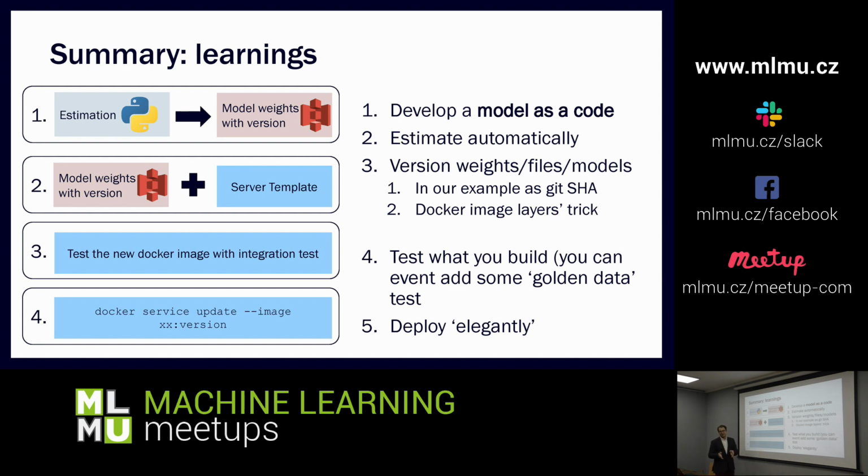So treat everything as code and do it automatically. Then, of course, you have to version it, because then it's very easy to spot when something went wrong, because you know what version is running. That's the Docker image trick. You can think about it.